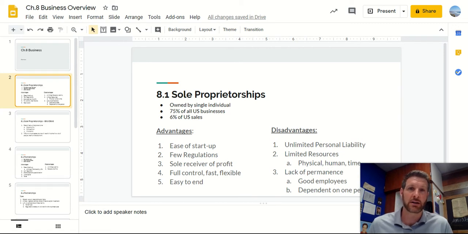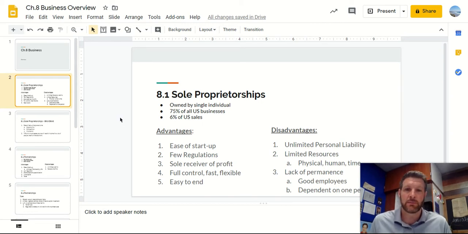As you can see, they're obviously not a huge part of the economy because there's only 6% of all sales. So these individual owners are not doing most of the business in the country, but it is a significant amount of people who are earning their personal livelihoods from it. The book covers the advantages of sole proprietorships.